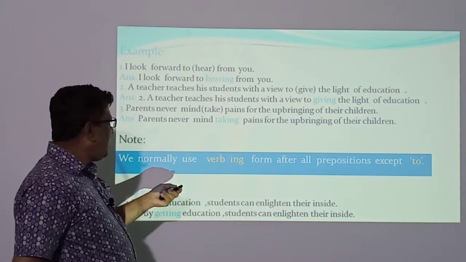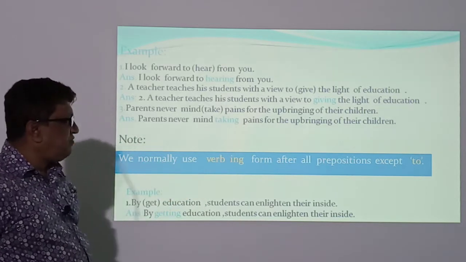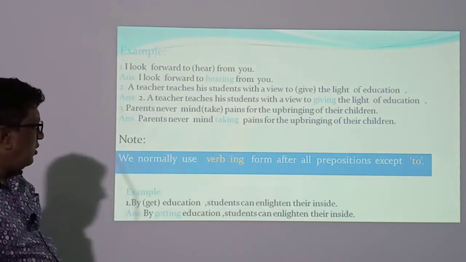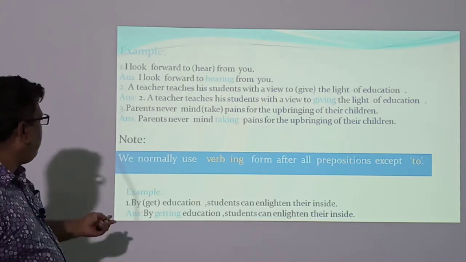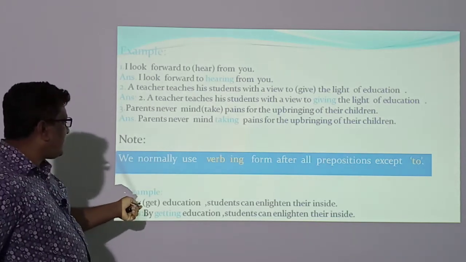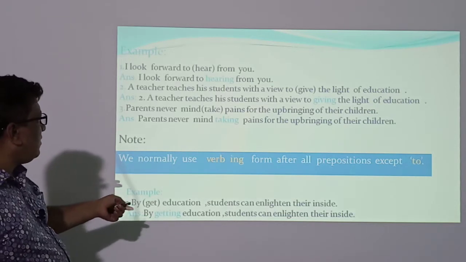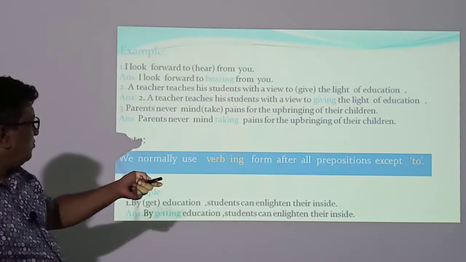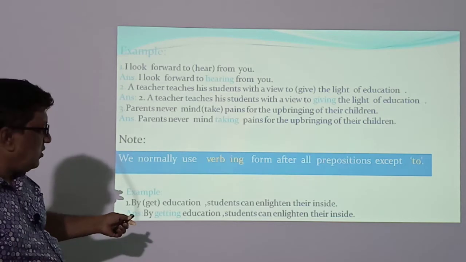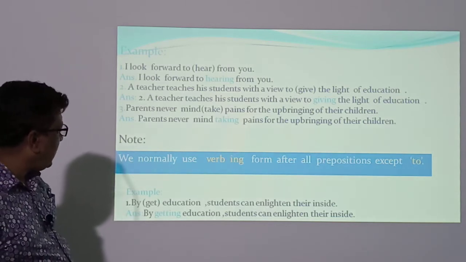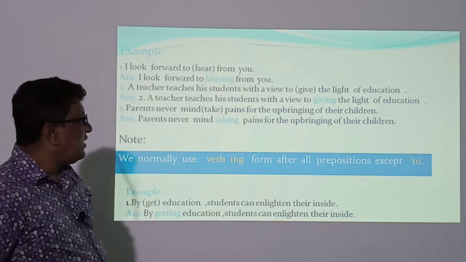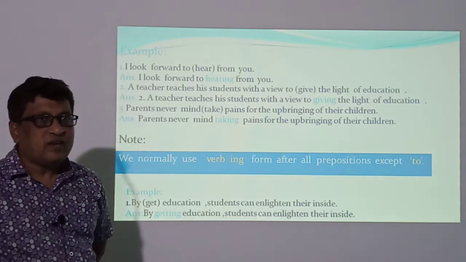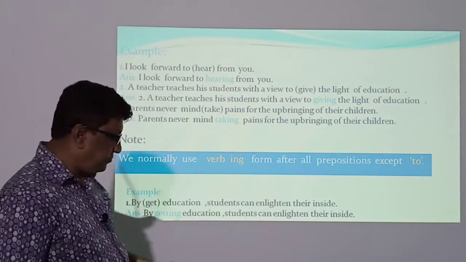We normally use verb plus ing form after all prepositions except to. For example, by, get. As by is not to, after the preposition by we will use verb plus ing. So, by getting education, students can enlighten their inside.